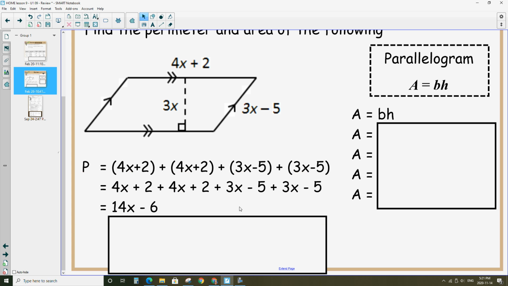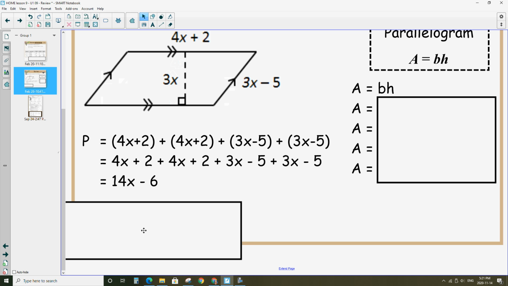All right, so that's a simplified expression for perimeter, and you will have a question like this on your quiz.